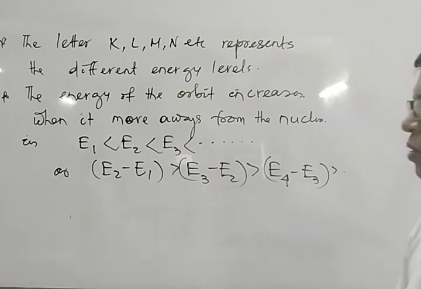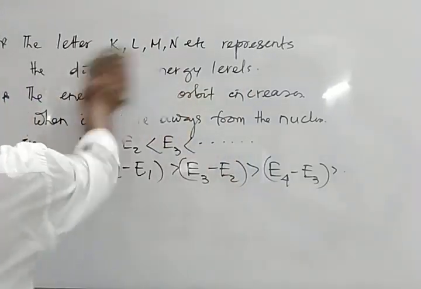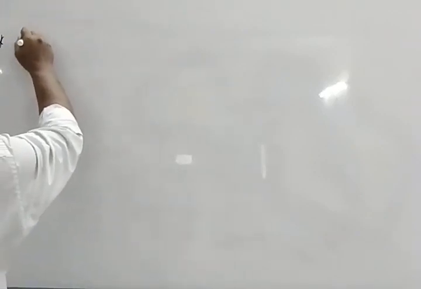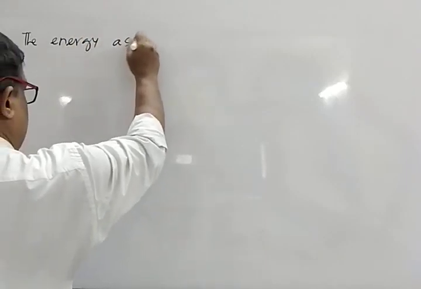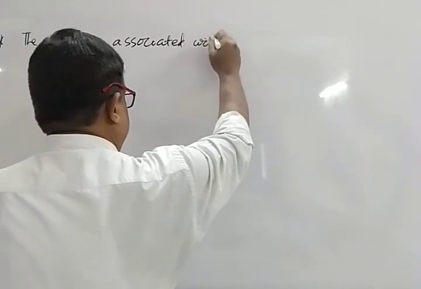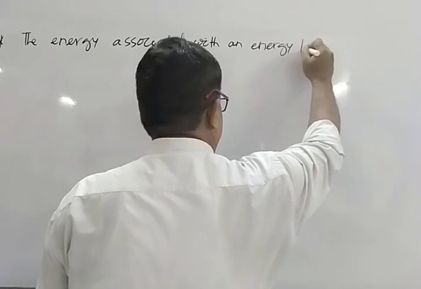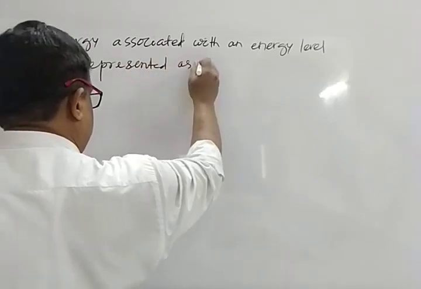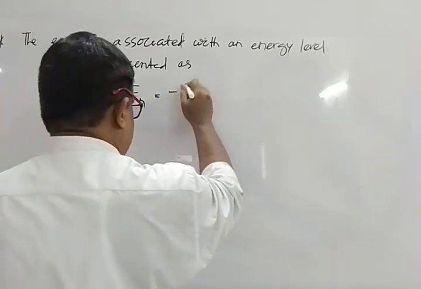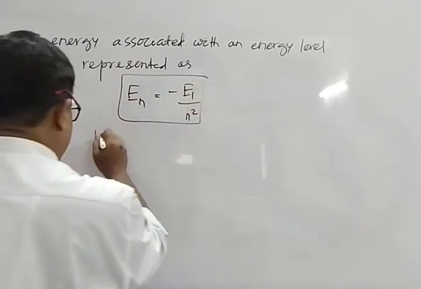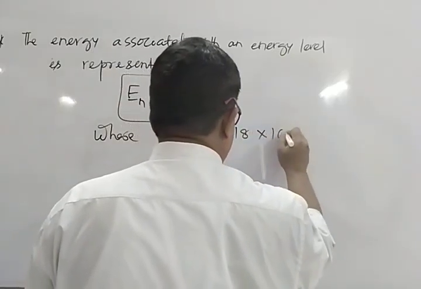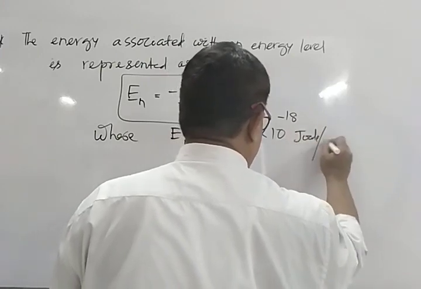Next point, the energy associated with an energy level is represented as En is equal to minus E1 by n square, where E1 is equal to 2.18 into 10 to the power minus 18 joule per atom.